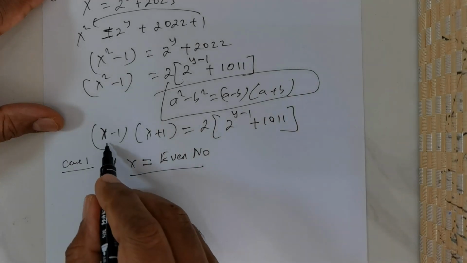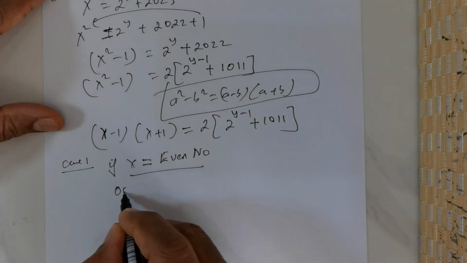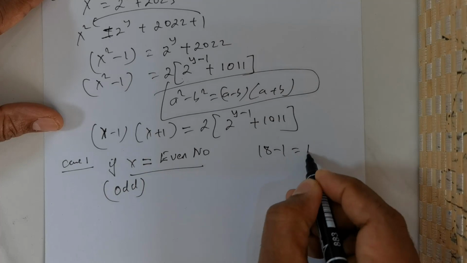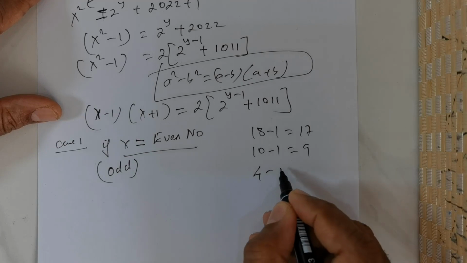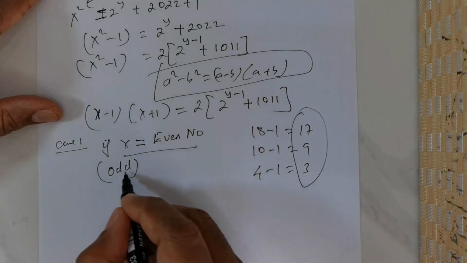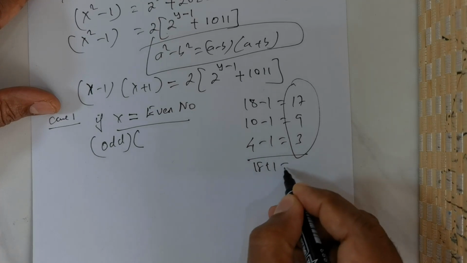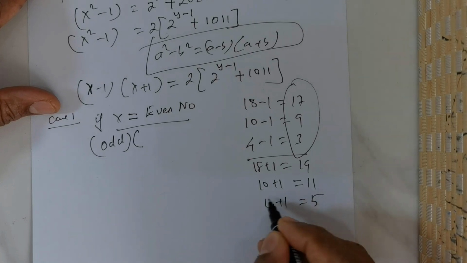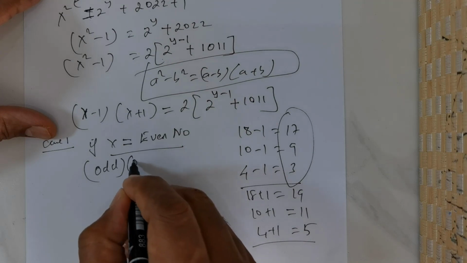What happens if x is even? If you take away 1 from an even number, you get an odd number. For example 18, take away 1, I get 17. 10, take away 1, I get 9. 4, take away 1, I get 3. Similarly, if you add 1: 18 with 1 gives 19, 10 added with 1 gives 11, 4 added with 1 gives 5. So 1 added to an even number gives an odd number.